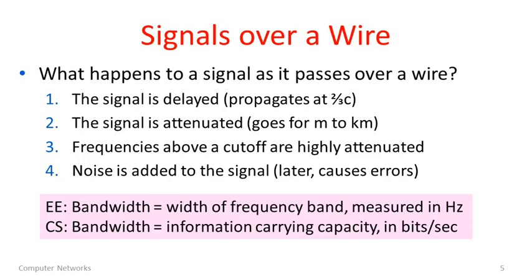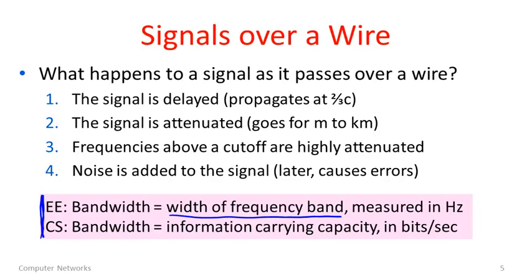Interestingly, the EE and the CS community have different ideas of what bandwidth actually is. In terms of the EE community, bandwidth is literally the width of the frequency band. So on a frequency diagram, some of the diagrams from before, we saw a range of frequencies. The width of frequencies a wire passes is its bandwidth. So it's measured in hertz.